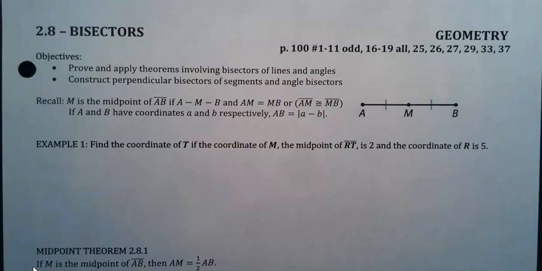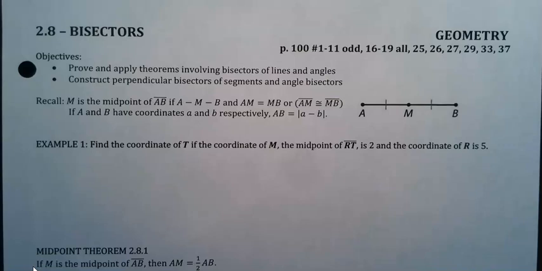All right, for geometry, we have 2.8 bisectors today. So we're going to prove and apply theorems involving bisectors of lines and angles. We're going to construct some perpendicular bisectors of segments and angle bisectors. So if we're going to construct them, you're going to need your compass and a straight edge. Okay, you're going to need those things today.